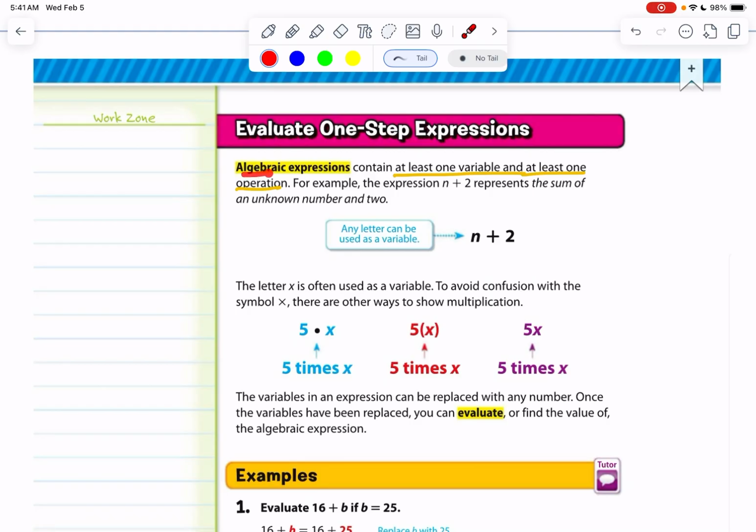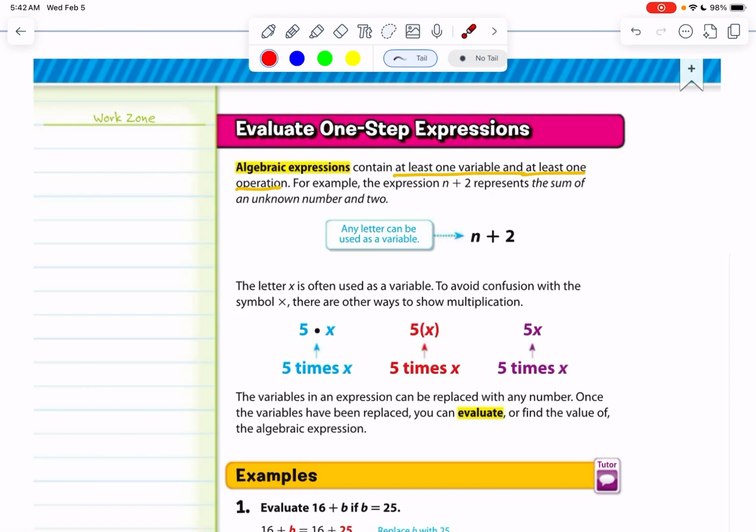Let's take a look at this. All right, so algebraic expressions. You've heard me use that term before. They contain at least one variable and at least one operation. Operations being plus, minus, multiply, divide, right? So this is an algebraic expression. It has a variable and an operation, okay?